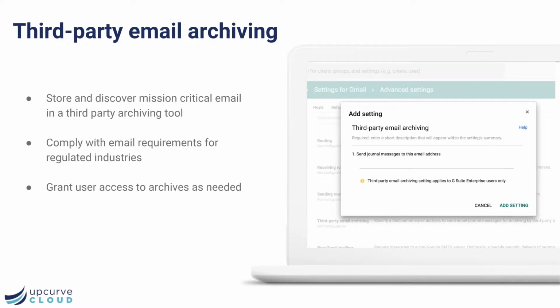A new thing that's come out is third-party email archiving. If you need to hold data for a specific reason, for example, the SEC storage of broker-dealer records, you can connect your G Suite to a third-party email archive tool. Google will allow that.